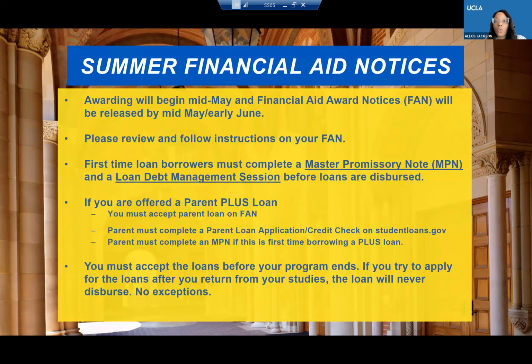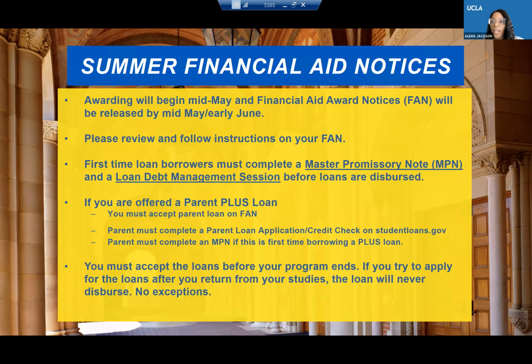Summer financial aid notices. So awarding will begin mid-May, and we'll begin to send out the financial aid award notice, or FAN, mid-May to early June. Please review and follow the instructions on your FAN. The first-time loan borrowers must complete the master promissory note and loan debt management sessions before loans can be disbursed. And you can find more information on how to complete those steps on our website as well.